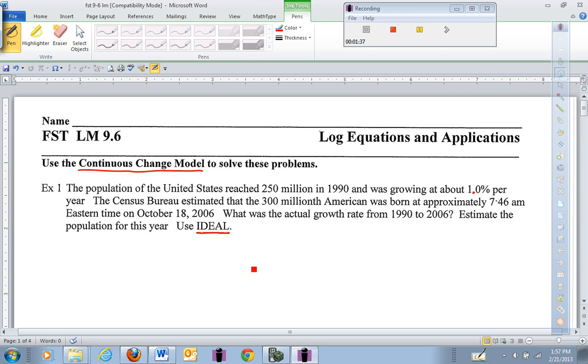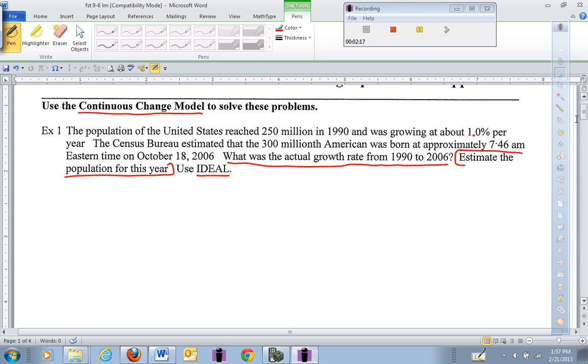Okay, so we actually have two questions that we want to answer. Here's one of them, finding the growth rate. Then after we get that done, we want to estimate the population for this year. That's a whole other question, isn't it? Okay? So we're going to do a couple of things here. I'm going to split the paper here, and I'm going to start with the I for IDEAL. The first letter of IDEAL stands for we're supposed to write down what the question is. Identify what the question is.